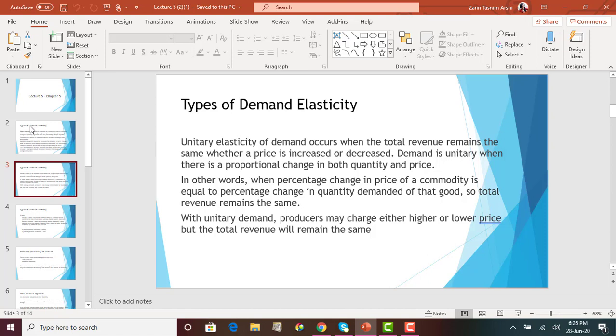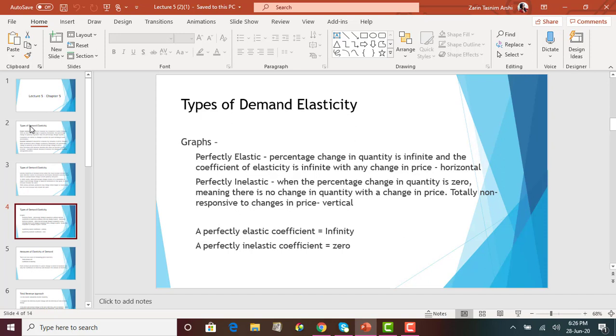Elastic demand is when the percentage change in quantity demanded is greater than the percentage change in price. Inelastic demand is when the percentage change in quantity demanded is less than the percentage change in price, and unitary elasticity is when the percentage change in quantity demanded is exactly equal to the percentage change in price and total revenue remains the same. So if price goes up by 1%, quantity demanded will go down by 1%. They are exactly equal and total revenue does not change.